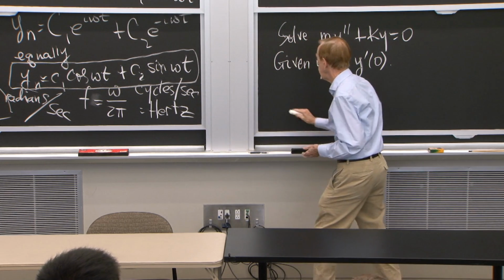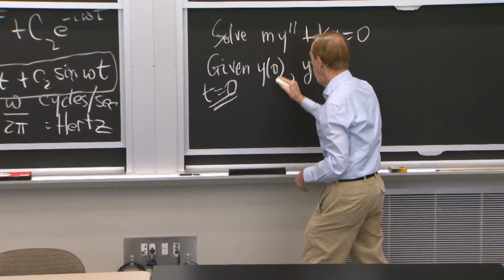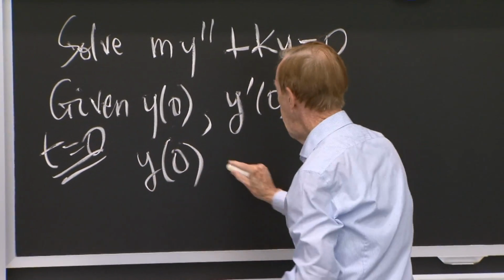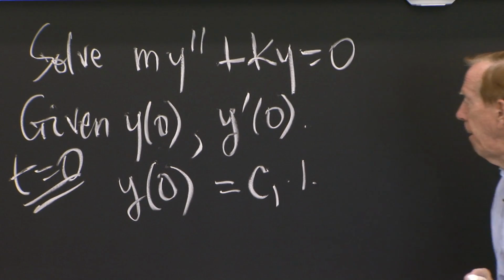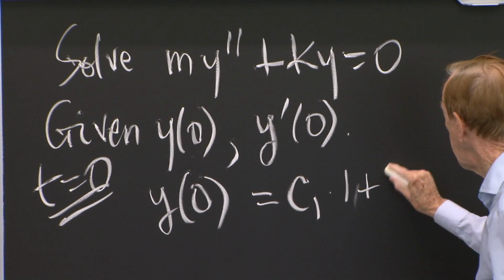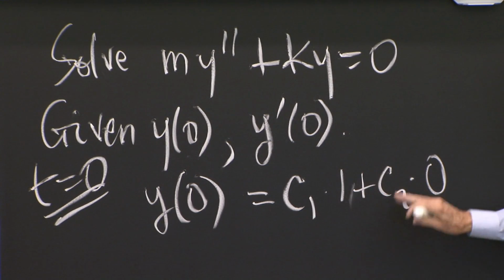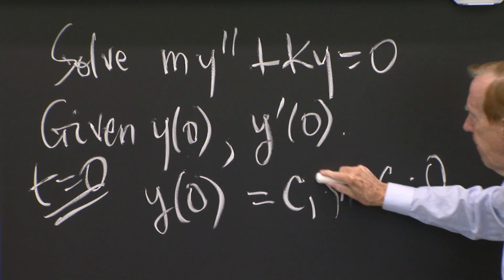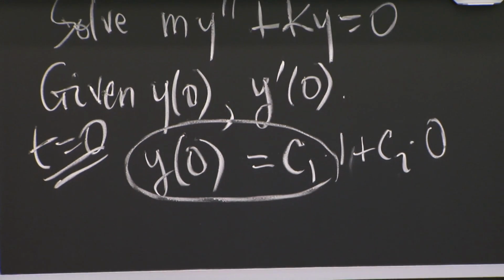So at t equals 0, I have y of 0, the displacement, matches C1 times cosine of omega t, which is a 1, plus C2 times 0. So I put it in there: C1 cos 0 plus C2 sine 0. Okay, I've learned C1. And what do I do next?